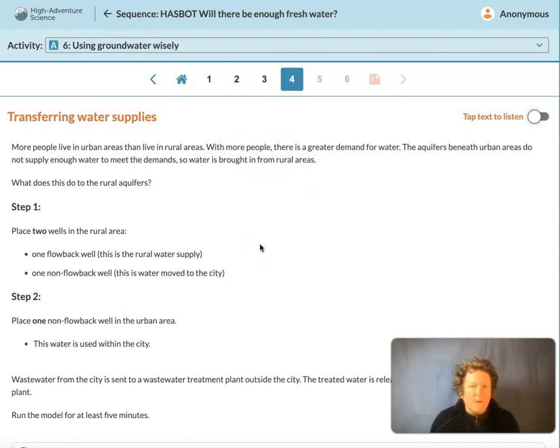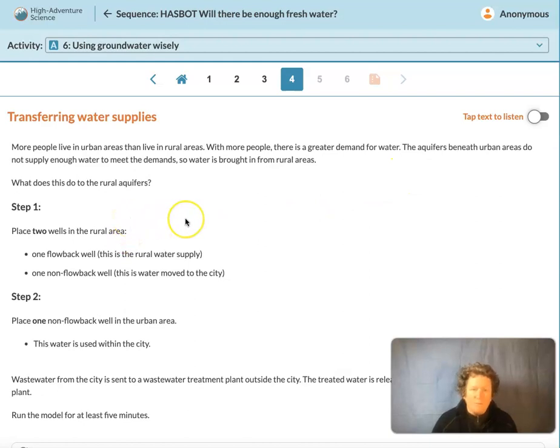We're transferring water supplies. Most people live in urban areas rather than rural areas. With more people, there's greater demand for water. The aquifers that run beneath urban areas do not supply enough water to meet the demands, so water is brought in from rural areas. Rural areas are the country, like where there are many farms, and urban areas are cities.